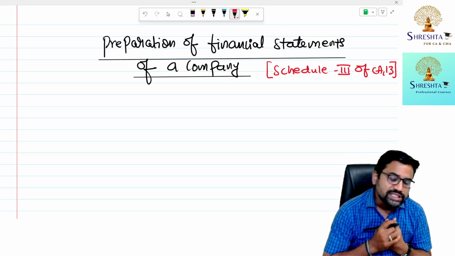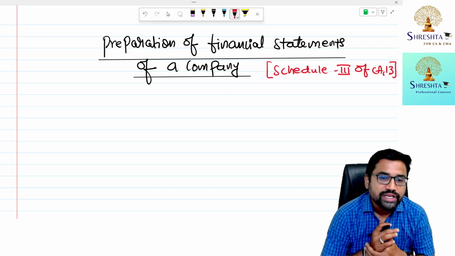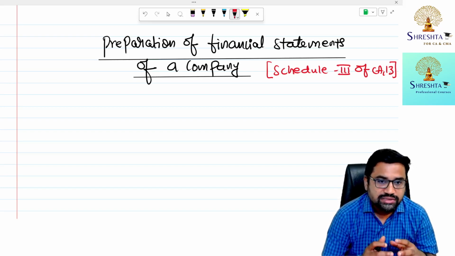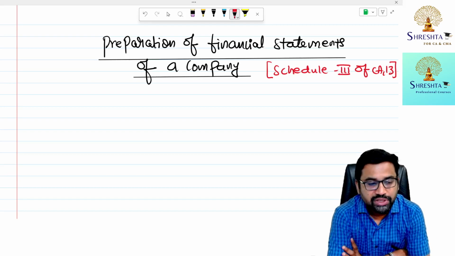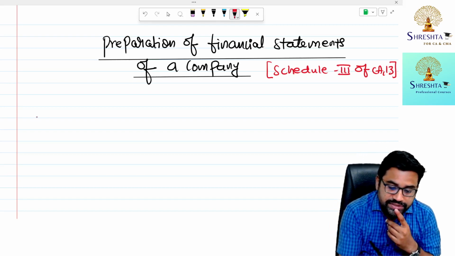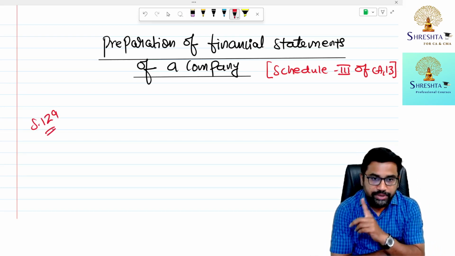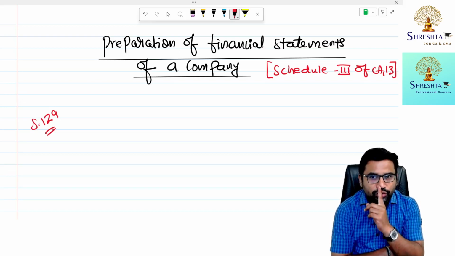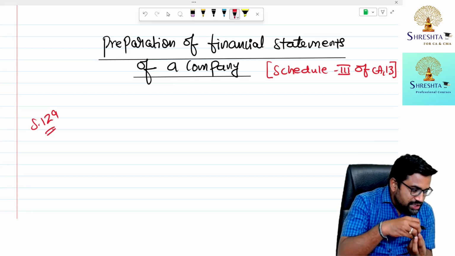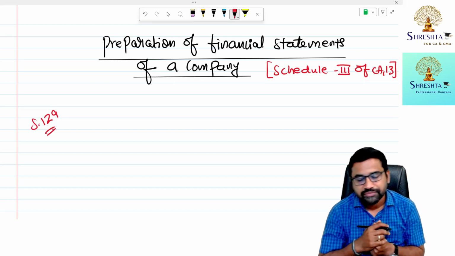Now, sir, if you recollect, in the first chapter, accounting for issue of shares and debentures, first we discussed a company. There we discussed the meaning of financial statements. Every company will prepare financial statements every year. If you remember Section 129 of the Companies Act, I already covered it in chapter number 1, or we'll discuss it now. It is the responsibility of the company. They have to prepare financial statements every year.